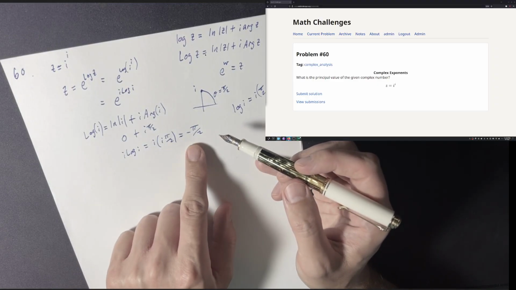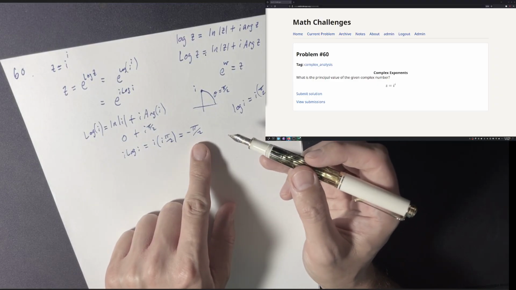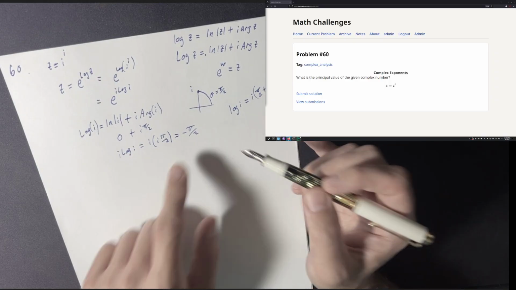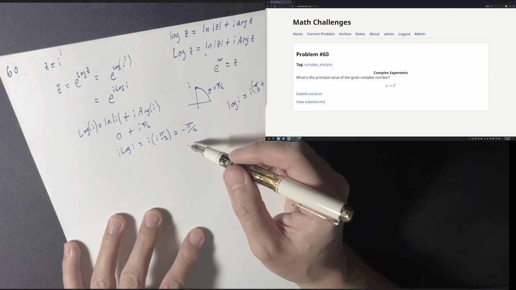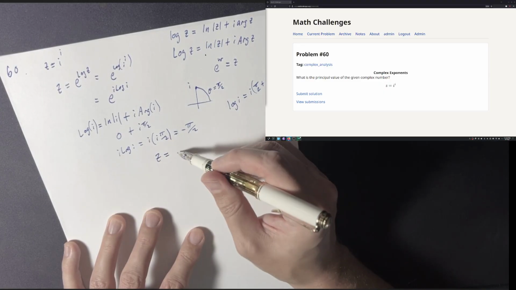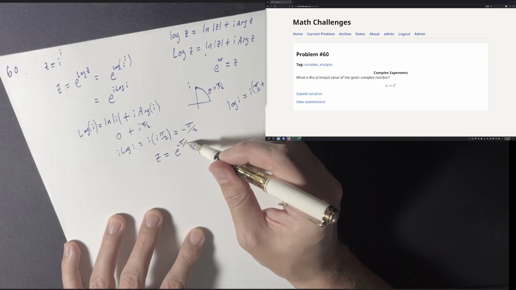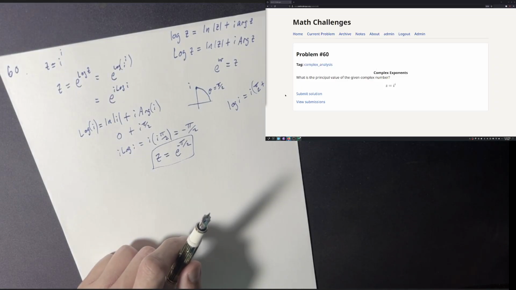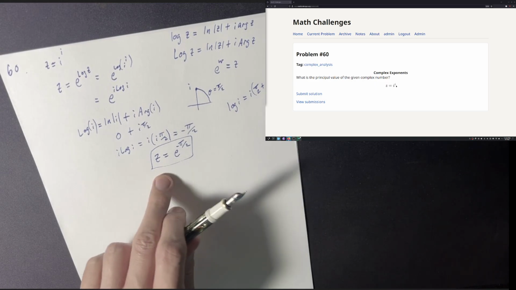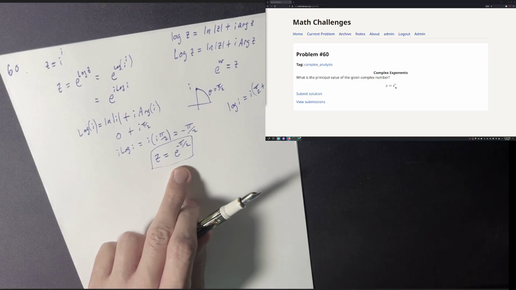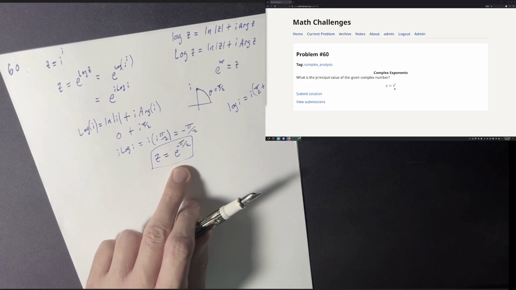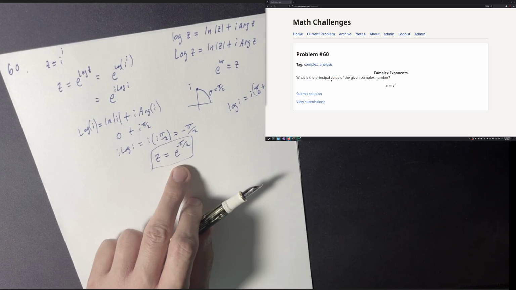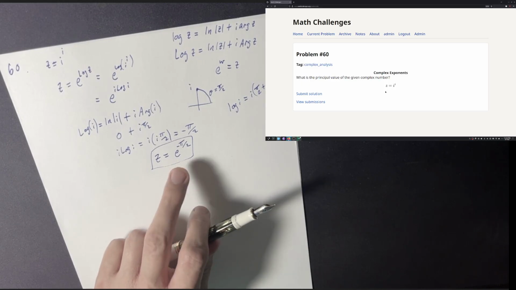But here's log of i to the i, at least in principal value. All right, so what do we want to say? I guess we're done now. C is e raised to negative pi over 2. And that's our answer on this one that you see in the corner here. So yeah, principal value on this is e to the negative pi over 2. There's still other values. This is a multi-valued number, but the principal value of it is e to the negative pi over 2.